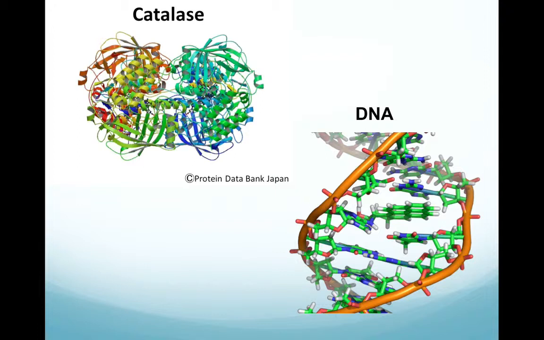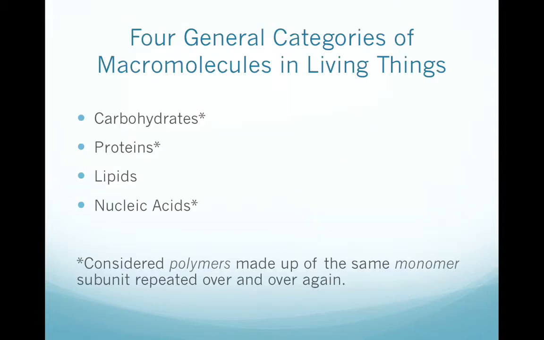The other example on the right is a small section of a strand of DNA. DNA holds all of your genetic information and is extremely complex. We're actually still trying to understand how DNA works. The 4 general categories of macromolecules in living things are carbohydrates, proteins, lipids, and nucleic acids. On the previous slide, catalase was an example of a protein, and DNA was an example of a nucleic acid.